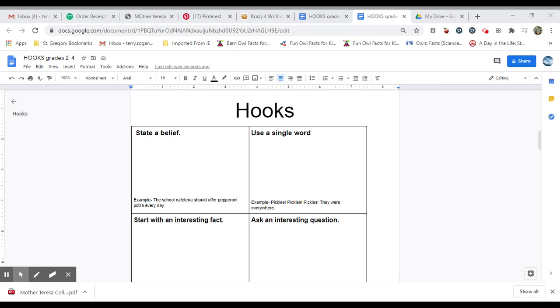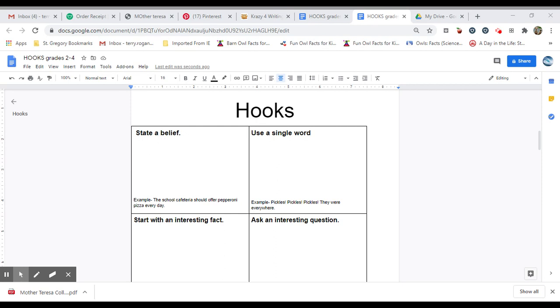So this video is going to explain how you use hooks to start your story. The directions are for you to choose one or more of the robots from the page that you received and write a story about them. And your story has to begin with a hook.